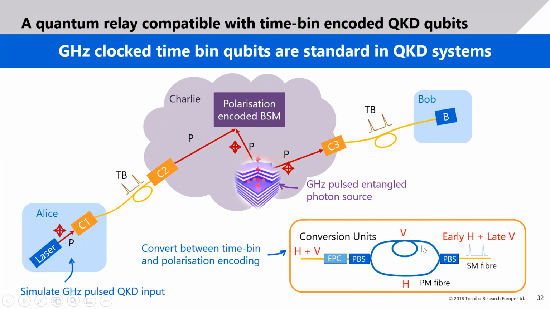In one of these arms, we introduce a delay so that what comes out on the other side, once we recombine them on another polarizing beam splitter, we have now a hyper-entangled state, which has an early H and late V polarized pulse. Of course, we can now reverse this at this station by just putting the delay in the other arm. That will make the two pulses overlap again. And then in the end, we measure that Bob has received the correct time bin once we've done our relay measurement with the gigahertz pulsed entangled photon source.